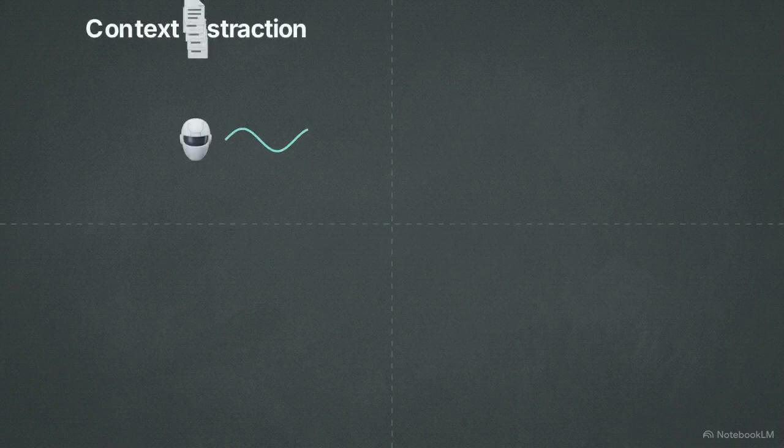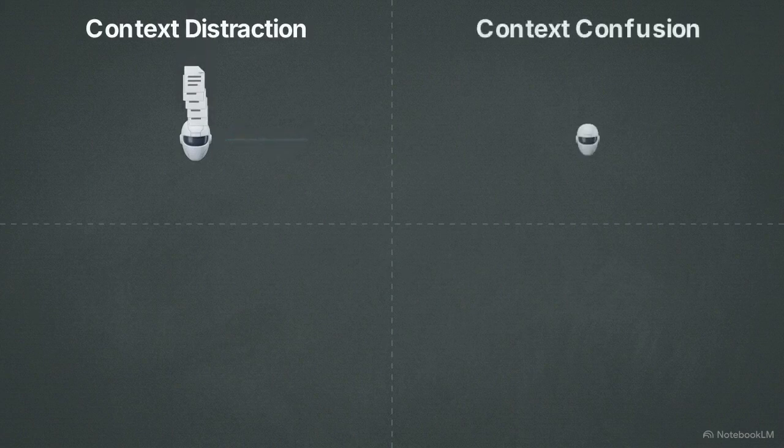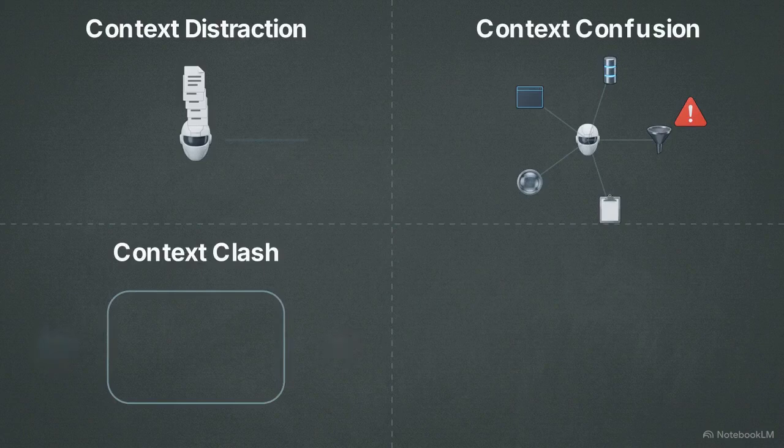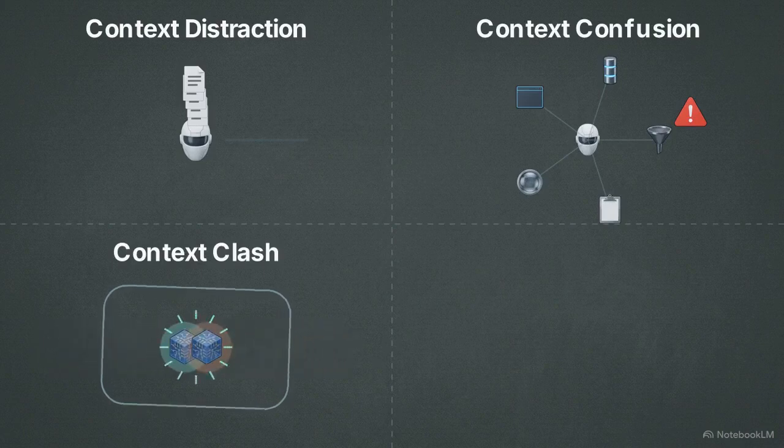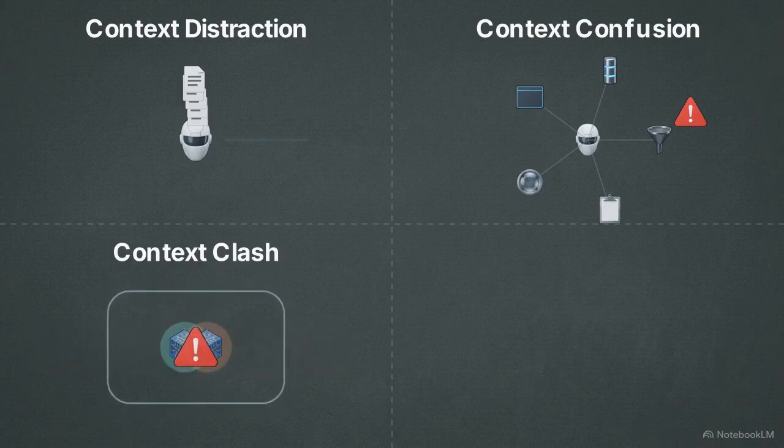Memory failures fall into specific modes. First, context distraction. Massive conversation history overwhelms the agent, forcing repeated behavior. Next, context confusion. Dumping every tool into a prompt paralyzes decision-making. Finally, context clash. Contradictory information traps the agent in an unresolvable logic loop.